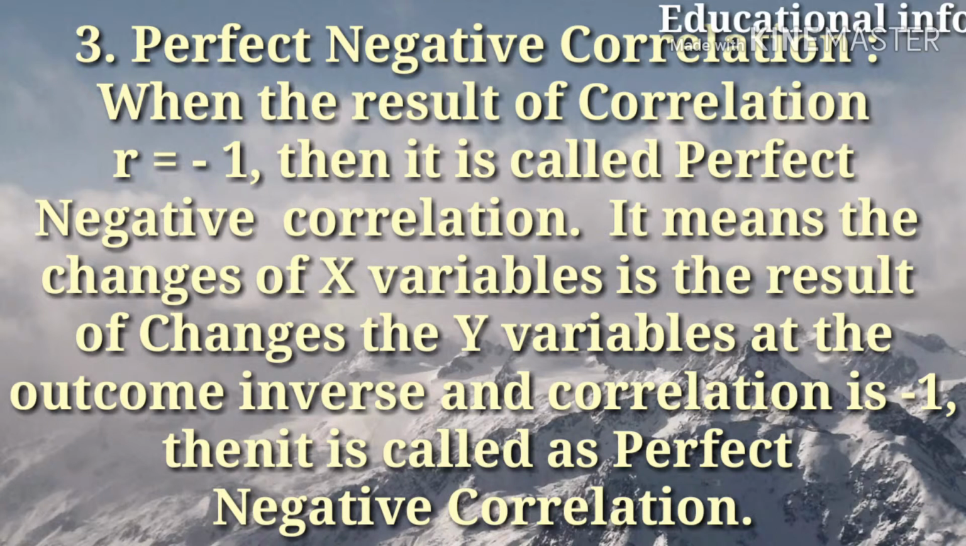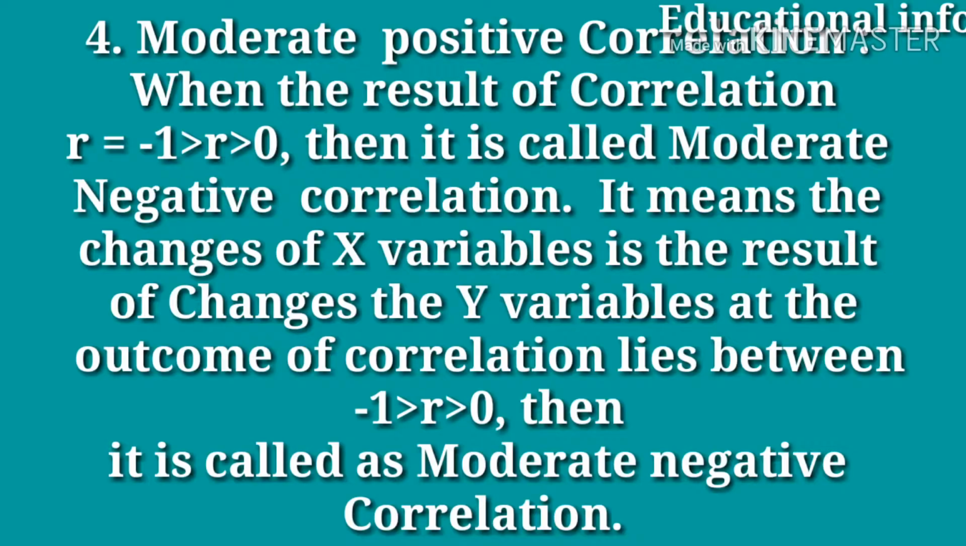Third one is the perfect negative correlation. When the result of the correlation r is equal to -1, then it is called the perfect negative correlation. It means the changes of the x variable are the result of the changes of the y variable in inverse conditions, and the outcome of the correlation is -1. Then it is called the perfect negative correlation.